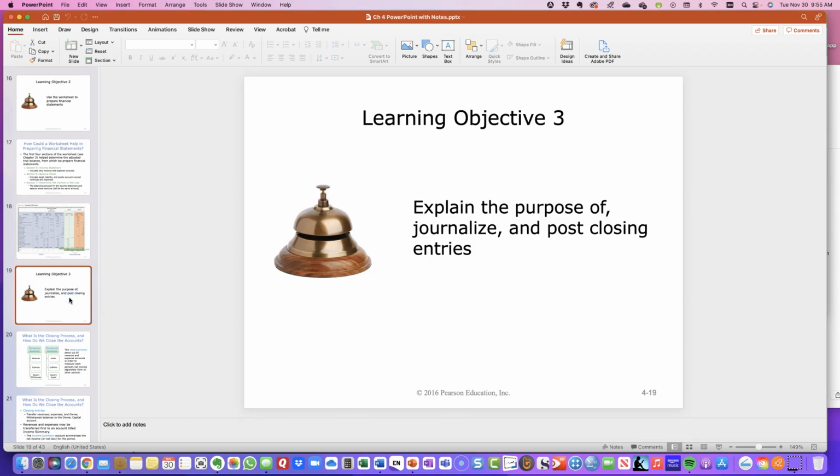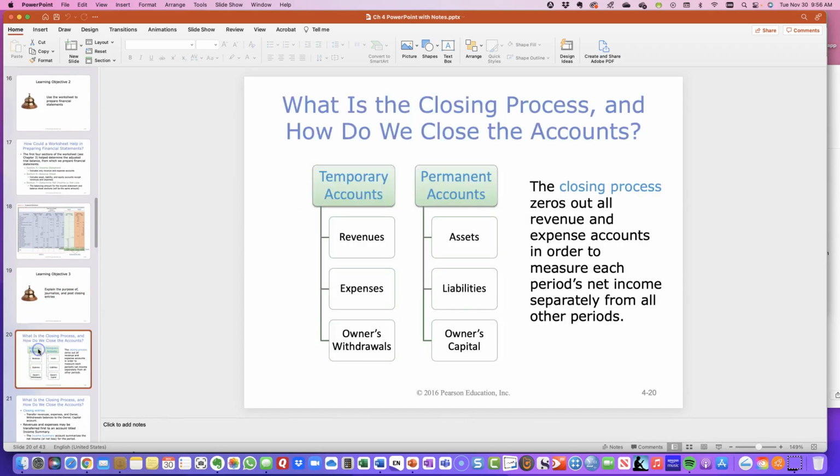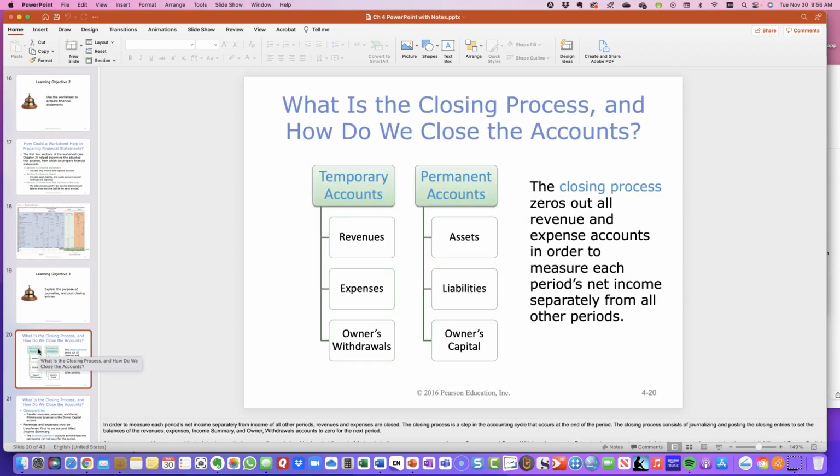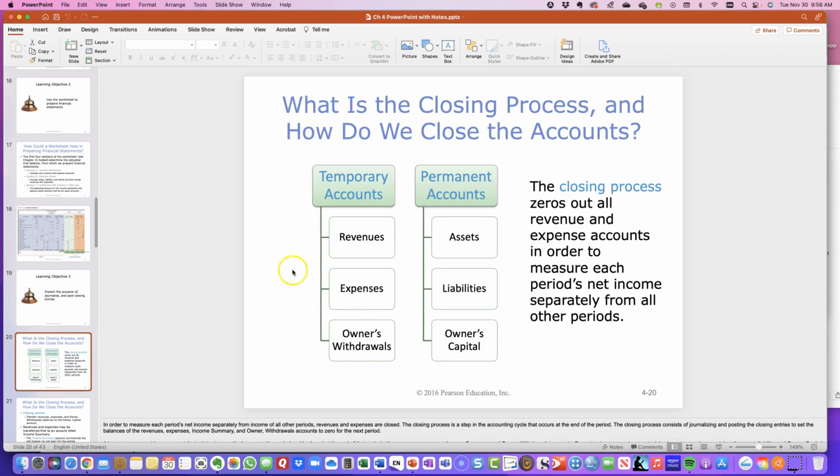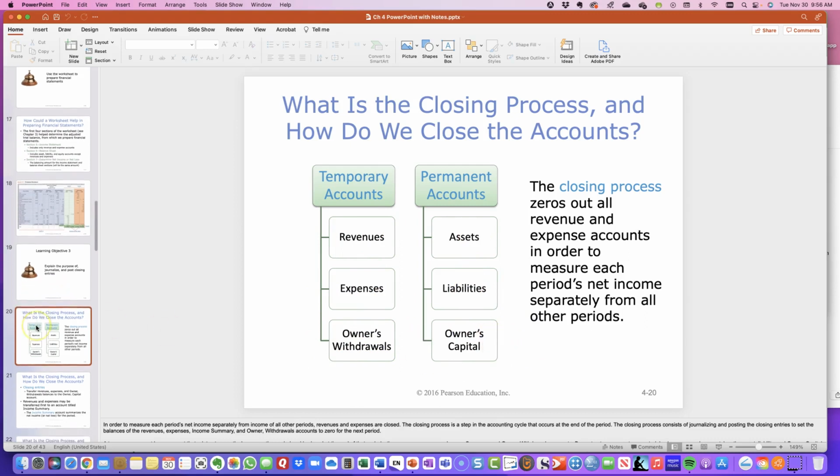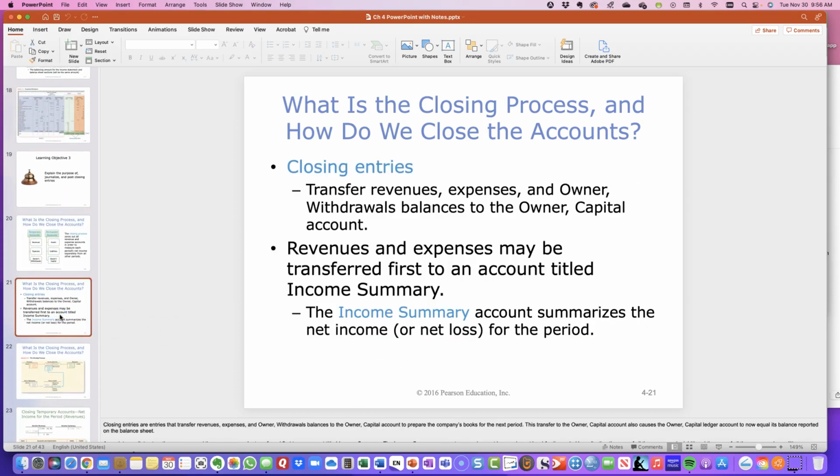Now we want to move into the purpose and the journalization of post-closing entries. So we have temporary and permanent accounts, and the closing process is pretty much where we're zeroing out all of those temporary accounts: revenues, expenses, and owner's withdrawal. Our permanent accounts are the assets, the liabilities, and our owner's equity, or owner's capital. So what we do is we provide these closing entries where we're transferring the revenues, expenses, and owner's withdrawal balance to our retained earnings or our owner's capital account.